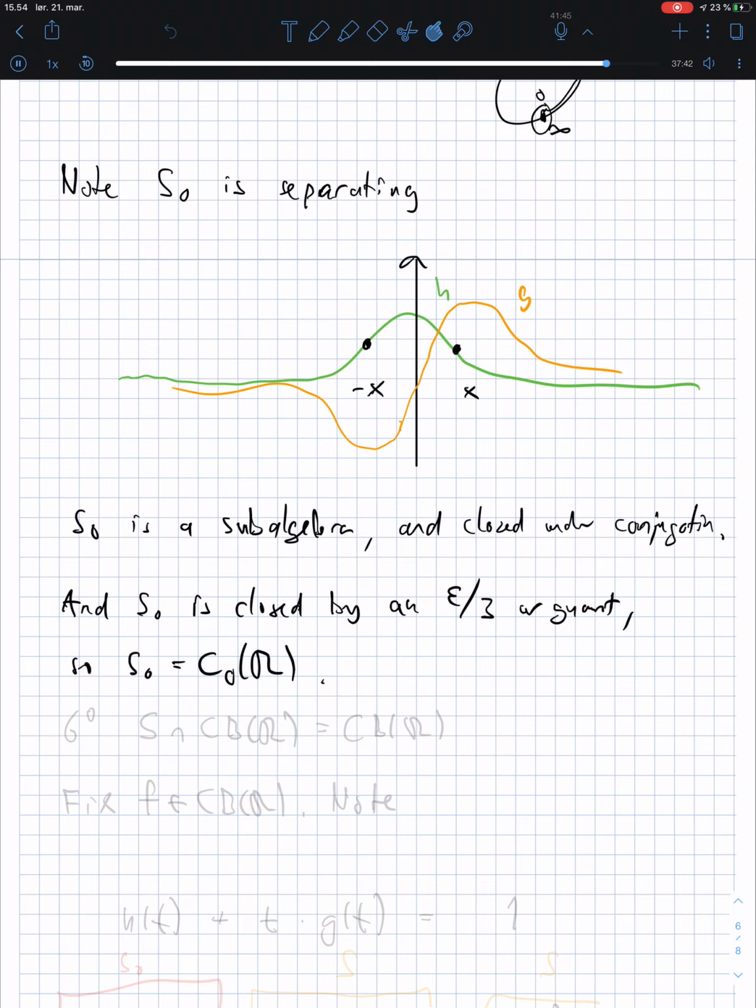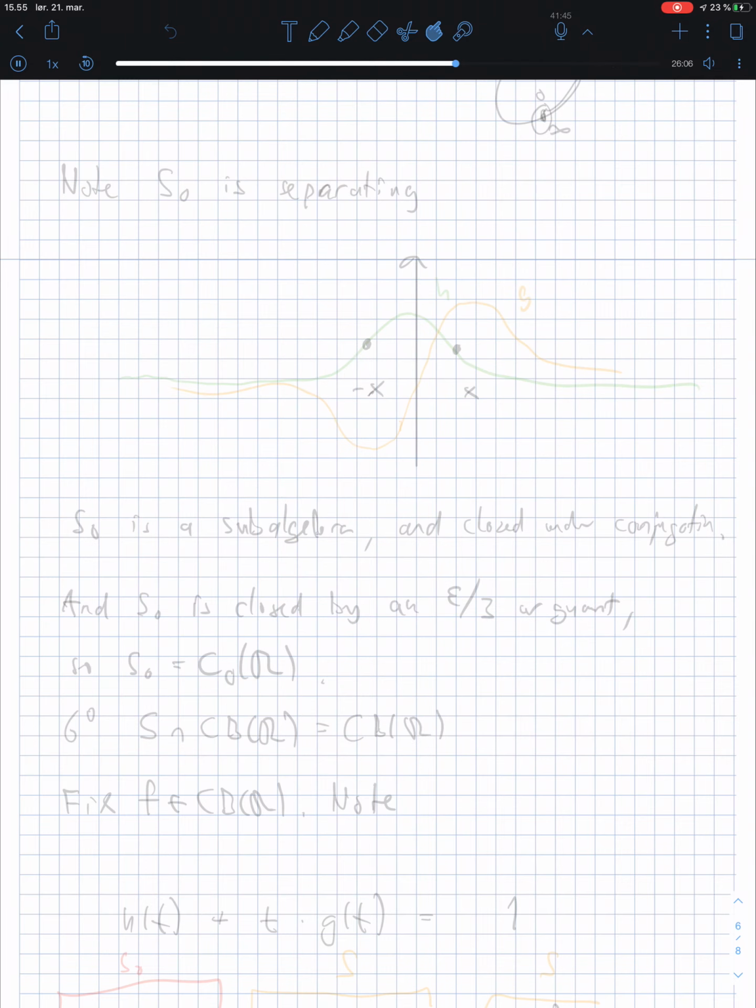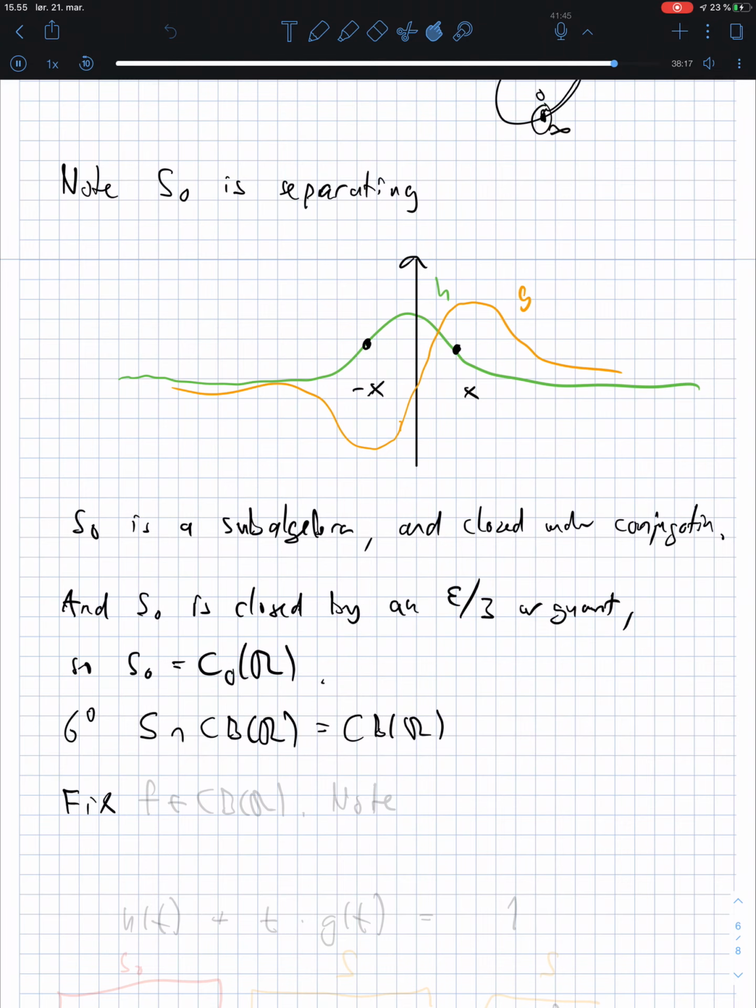And now finally we're ready for the last part of the proof, and that says that now, maybe I'll write it like this. So if I take S and intersect it with the continuous and bounded functions on R, I get all the continuous and bounded functions on R, which is what I wanted to prove. So for this, I will fix some function f that lies in CP.